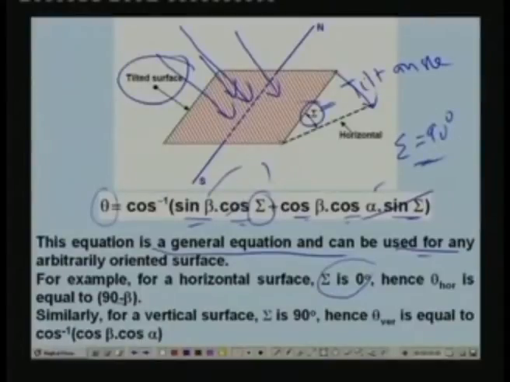and for a vertical surface, sigma is equal to 90 degrees, because this surface becomes like this. Okay, 90 degrees. So when sigma becomes 90 degrees, cos sigma becomes 0, so you won't have this term, and sin sigma is 1. So you can easily find that theta vertical is equal to cos inverse of cos beta into cos alpha. Okay, so if you remember the expression for the angle of incidence on any arbitrarily oriented surface, then you can simplify it to other surfaces like vertical or horizontal surfaces. Okay.